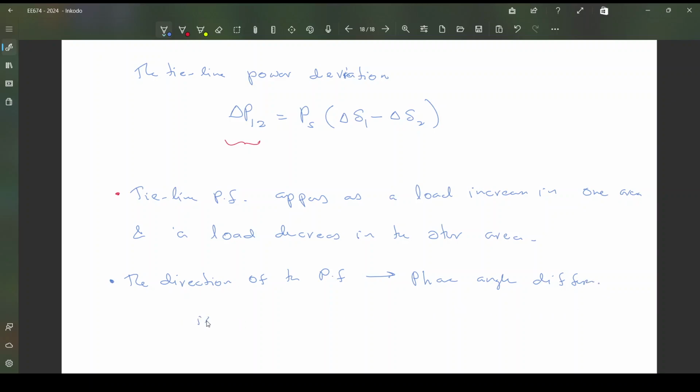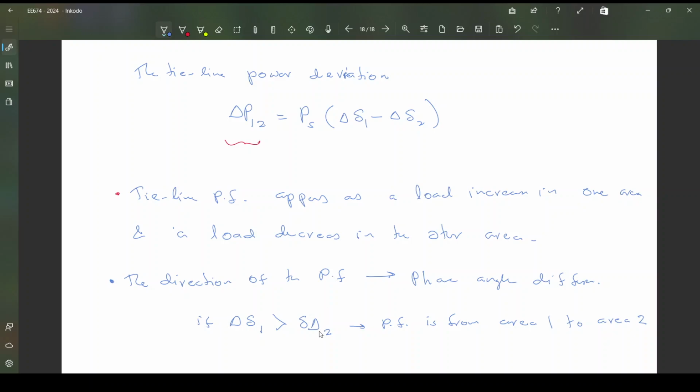If delta 1 is greater than delta 2, the power flow will be from area 1 to area 2. And if it's otherwise, the power flow will be in the other direction.